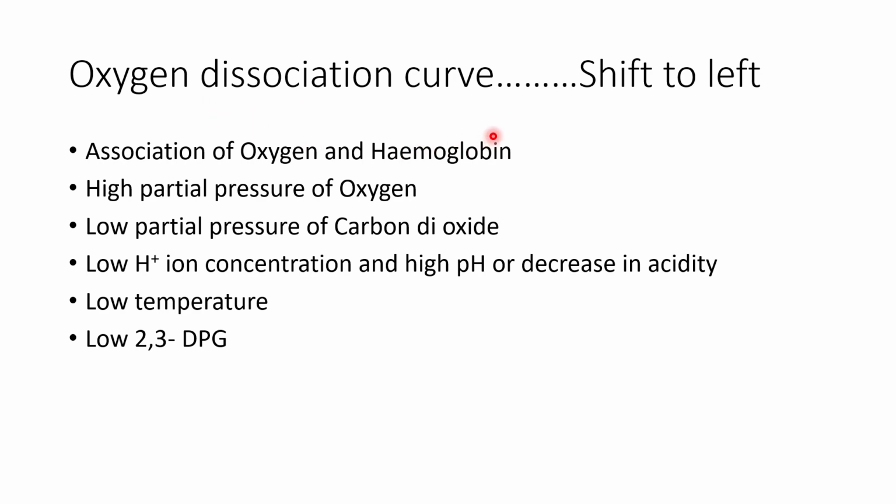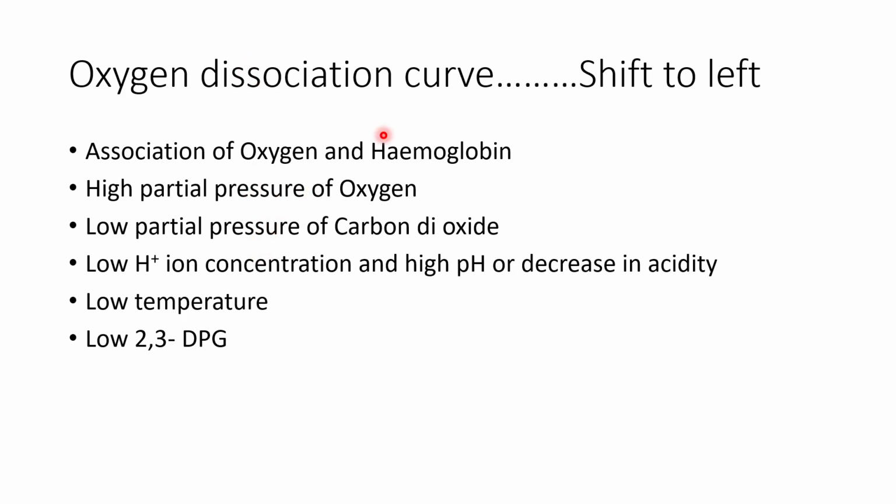The oxygen dissociation curve, when does it shift to the left? When the following factors occur. Let us discuss each here. Association of oxygen and hemoglobin forms oxyhemoglobin. So more and more oxygen reacting with hemoglobin, forming more and more oxyhemoglobin. So at that time the curve is going to shift to the left. So when does this occur? When there is a high partial pressure of oxygen. So if the partial pressure is very high, more and more oxygen is going to enter in.